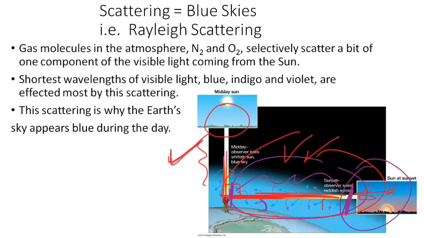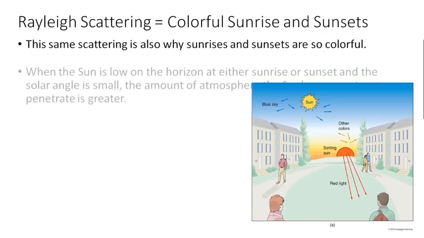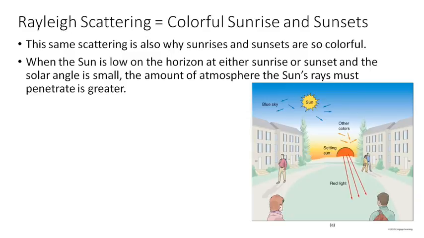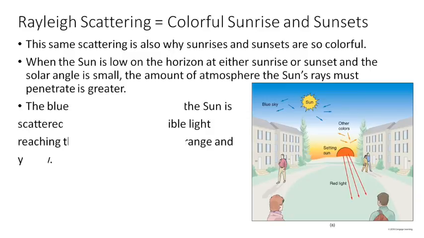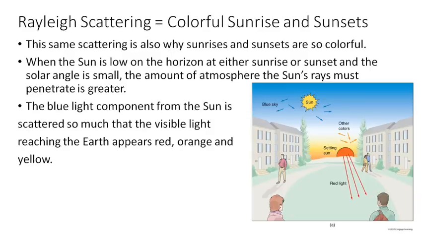And so we have scatter, scatter, scatter, scatter, basically scattered to the point of removing the blue, indigo, and violet. What that leaves is simply the reds to come through. Notice here we have the reds coming through because the blue, indigo, and violet have been scattered. And it's kind of neat.